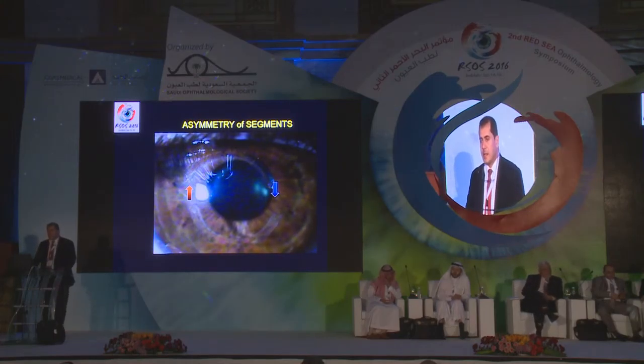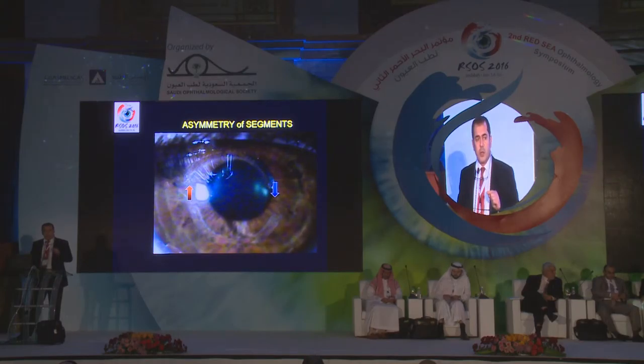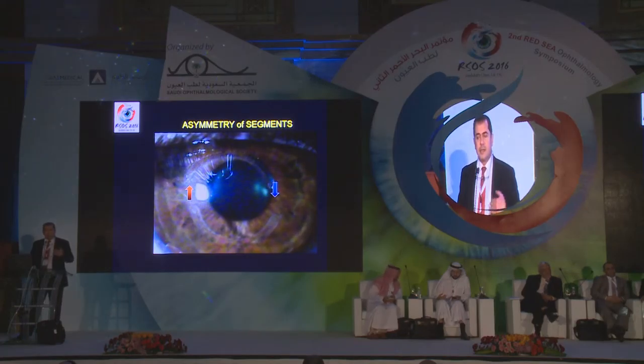Everybody thinks that with the femtosecond, the asymmetry of the segments cannot occur. No, it occurs sometimes when the patient squeezes his eyes forcibly, and the suction cup slides a little bit downward during the laser, when the laser is functioning. And when it happens, we can see that the ring made by the laser can be slightly oval. It doesn't appear immediately, but when we put the segments, we will notice that they are not symmetric also.